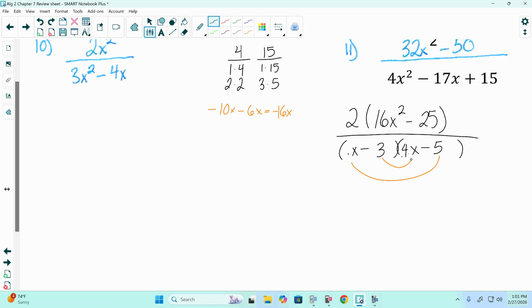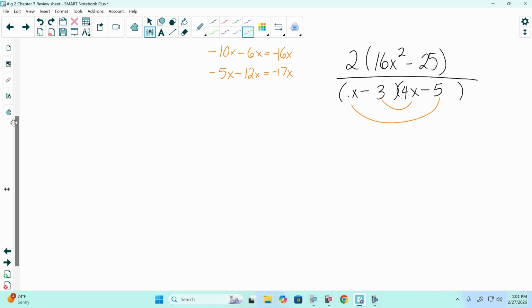We'll put it with the 5 and check it again. x times negative 5 is negative 5x. Negative 3 times 4x, negative 3 times 4 would be negative 12. Negative 5x minus 12x would indeed give us the negative 17x we wanted. So these are the correct factors.